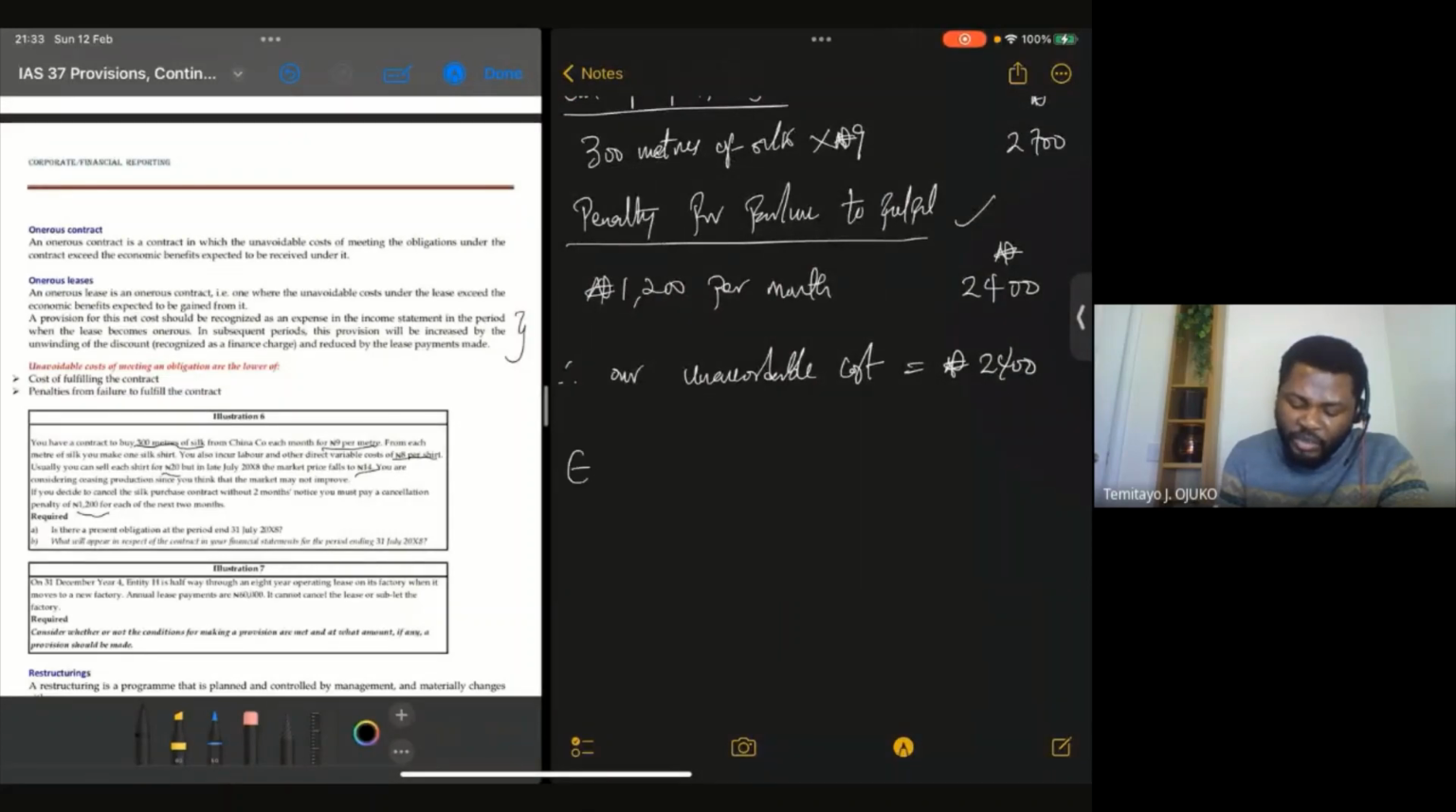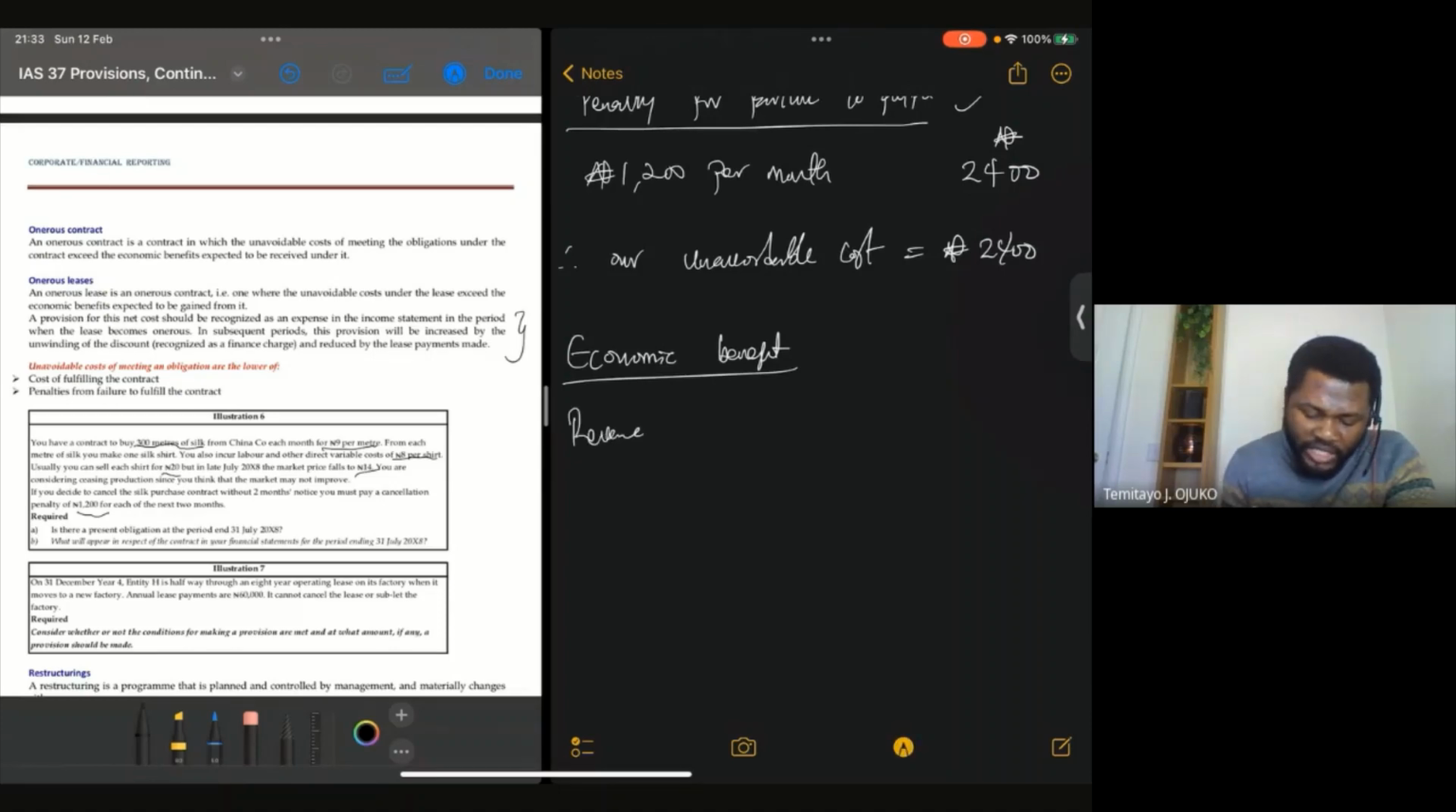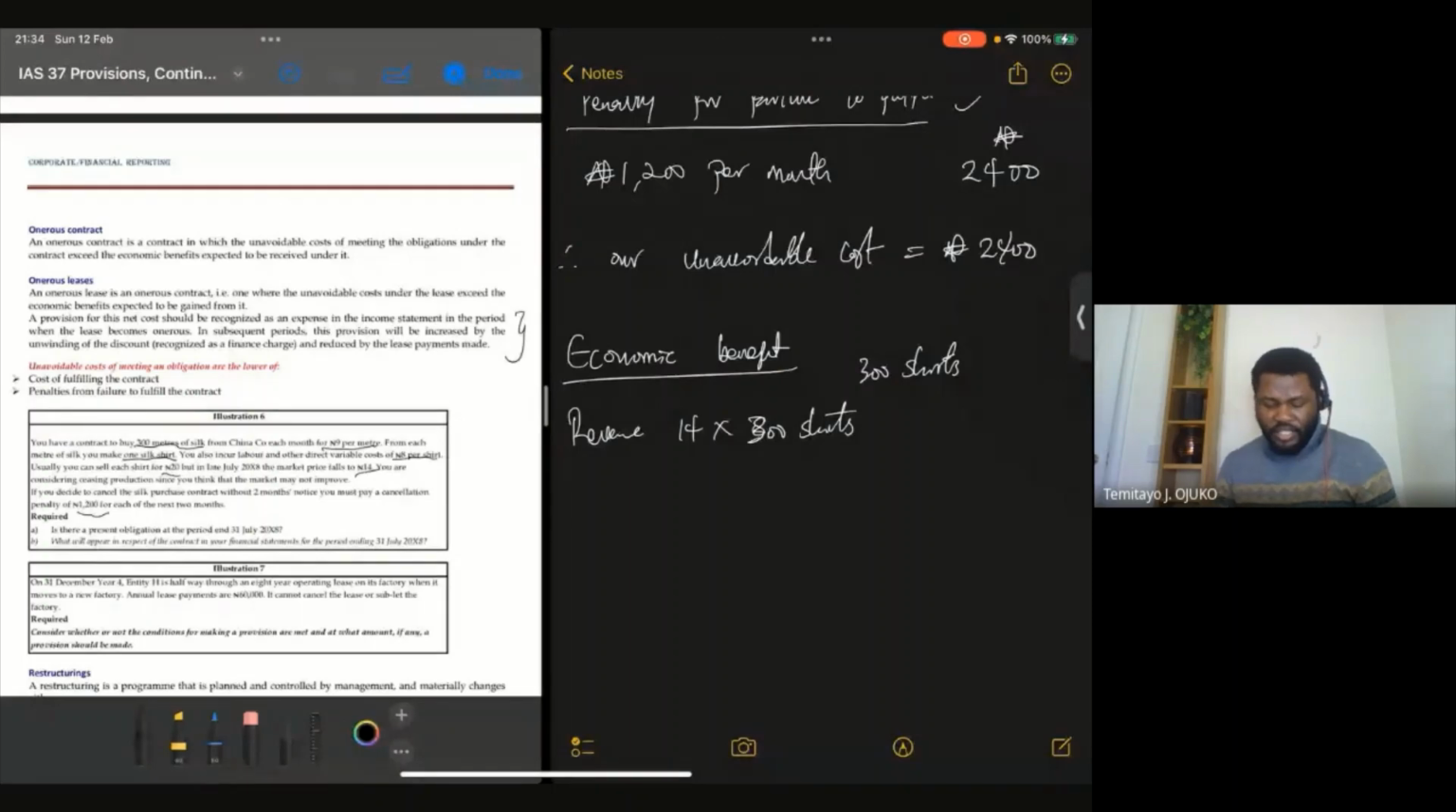Then we can now look at what is the economic benefit. So it's one step after the other. What is the economic benefit to be derived if the contract is fulfilled? Now, what is the revenue? You were expected to sell it at 20 on a normal day, but then prices have fallen, so 14. How many shirts are you going to make? We said we are going to buy 300 meters, and from 1 meter of silk you can make one shirt. So you are going to be making 300 shirts. That will give us 14 times 300, which is 4,200.